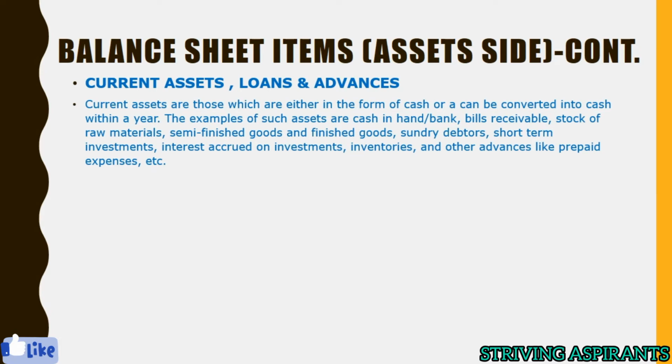Current assets which will be available in the company in the form of cash or can be converted into cash within a year. Examples include cash in hand or bank, bills receivable, stock of raw materials, semi-finished goods and finished goods, sundry debtors, short-term investment, interest accrued on investments, inventories and other advance like prepaid expense, etc.